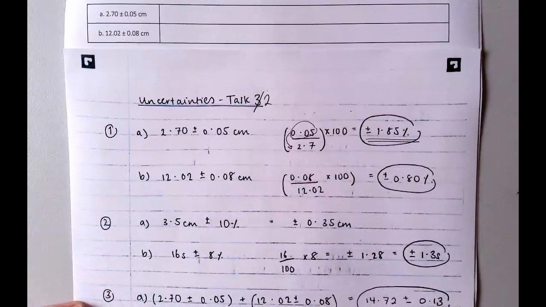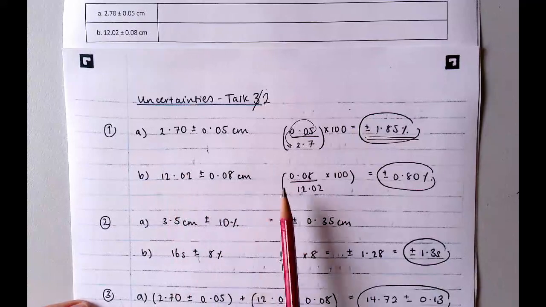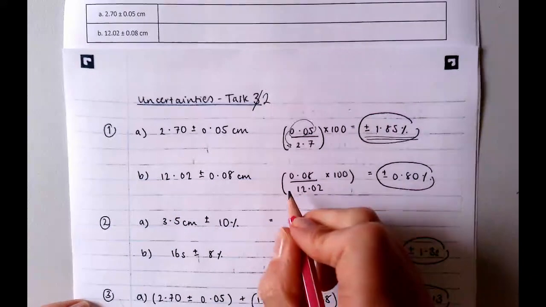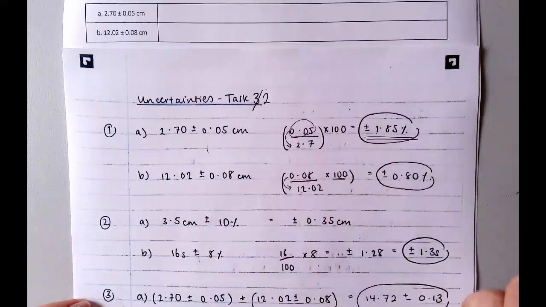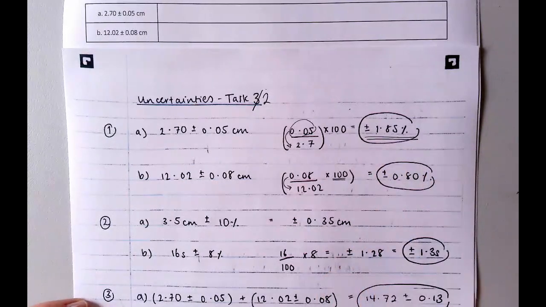B is a similar situation. You've got the absolute uncertainty in the value, find it as a ratio. Don't forget to multiply by 100% to turn it into a percentage. You should have got plus or minus 0.8% there.